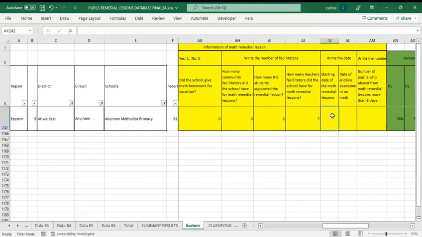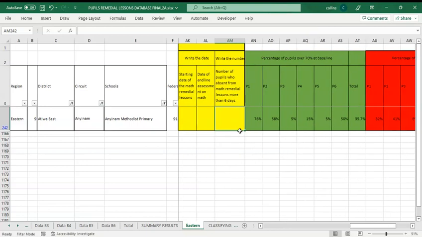Then starting date of math remedial lesson. When did you start your remedial lessons? You indicate. Date for online assessment, you indicate. Then here you write the number of people who have absented themselves from remedial lesson more than 6 days. Sorry, all schools were given attendance sheet to be used during remedial lesson. So you indicate that at the column here, right?